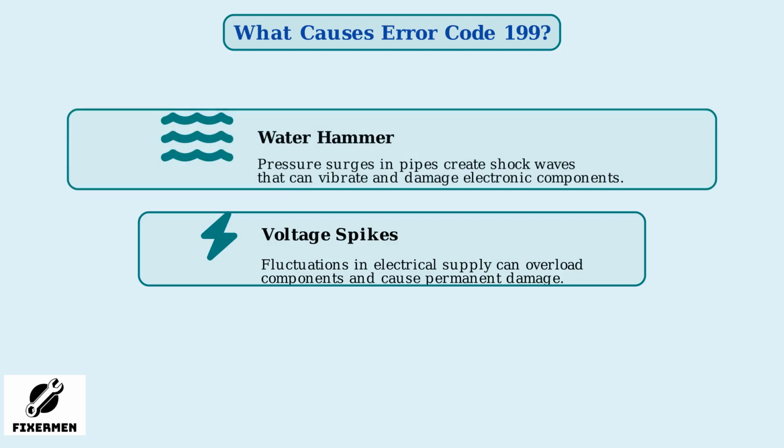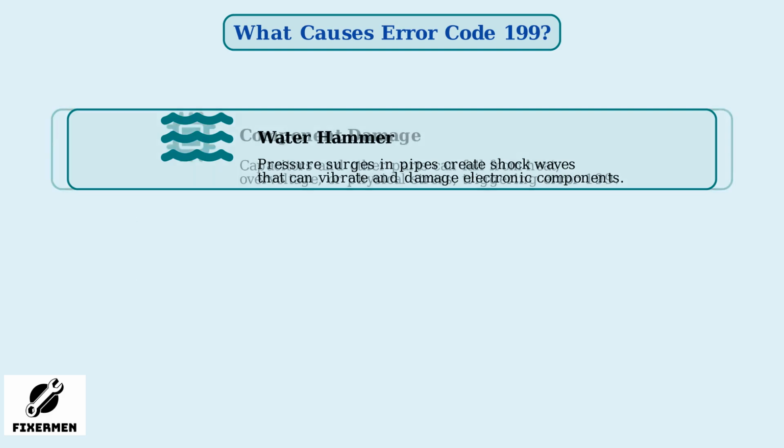Water hammer occurs when valves close suddenly, sending pressure waves through the plumbing. These vibrations can loosen connections or stress the control board's components. Sensitive components like capacitors store electrical charge. When they fail due to overheating or voltage issues, the control board cannot function properly and displays error 199.